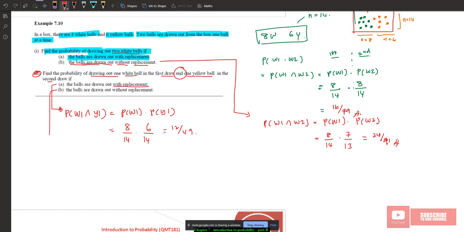For the second question, B, the balls are drawn out without replacement. So when we draw out without replacement, right, probability of W1 multiply with probability of Y1, right? So the denominator here, the first one is 14, the second one should be 13, right? This is 8 and 6 again. So this should be 24 over 91, right? So this is how we answer the question.